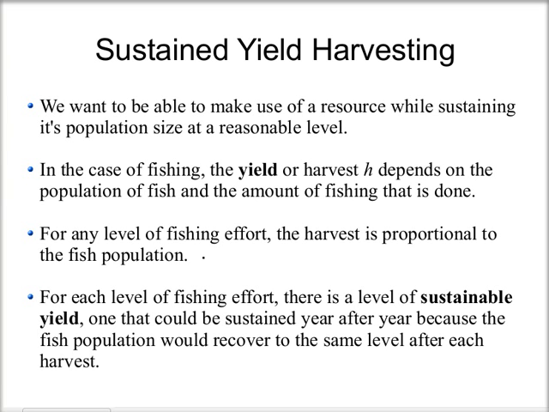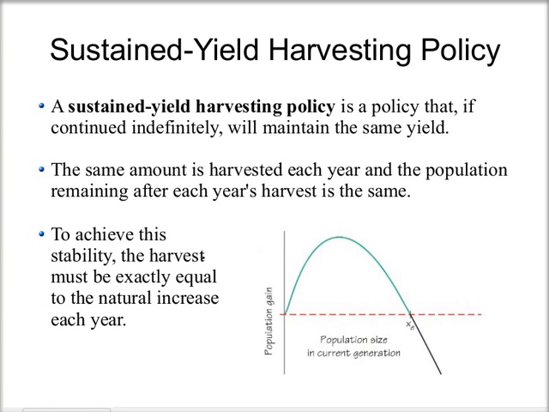For each level of fishing effort, there's a level of sustainable yield, which is one that could be sustained each year because the fish population would recover to the same level after each harvest. So let's take a look at that. A sustained yield harvesting policy is a policy that, if we continued it indefinitely, will maintain the same yield. That means the same amount is harvested each year and the population remaining after each year's harvest is the same. So to get this stability, we're going to harvest the amount exactly equal to the natural increase each year.